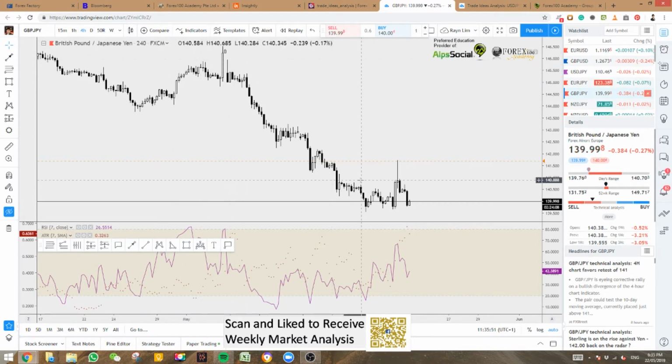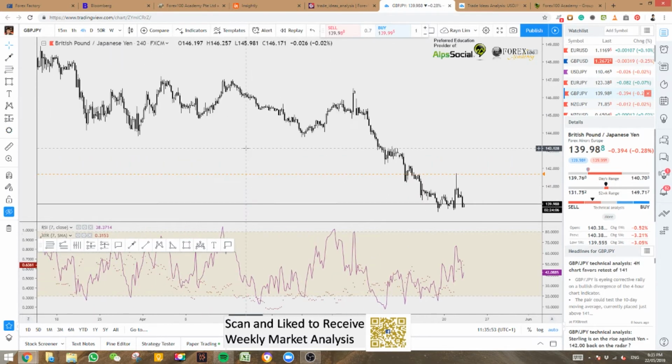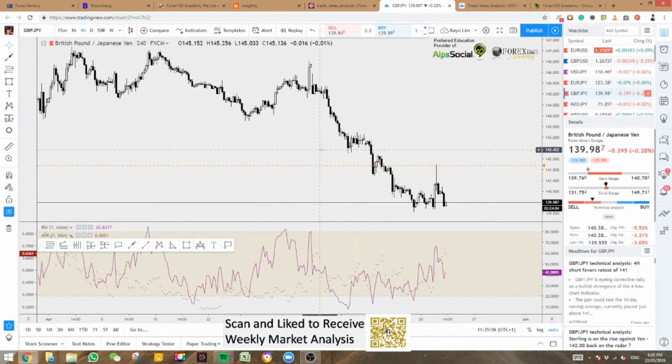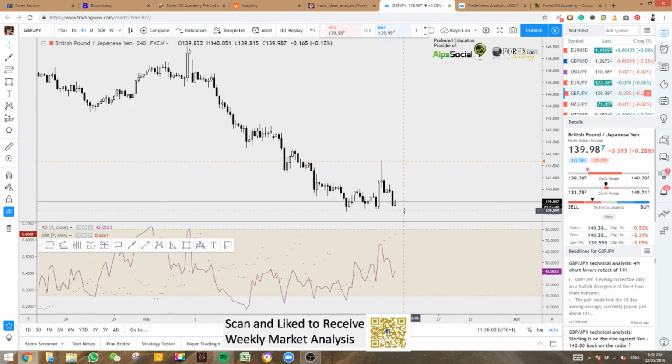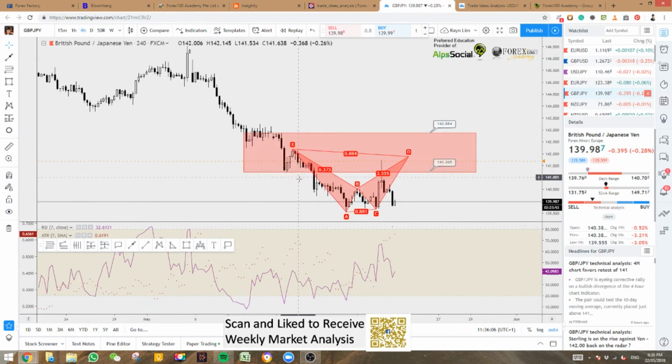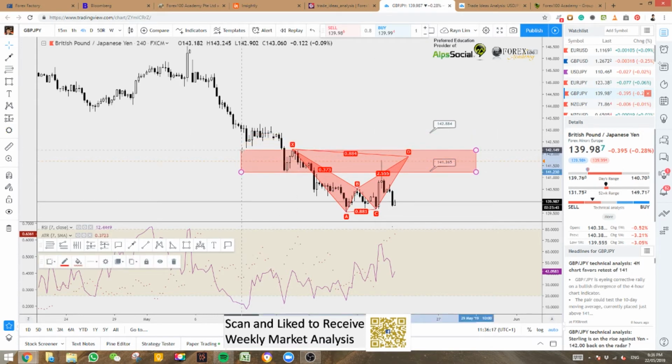So on the 4-hour chart, things can really go both ways. If you're looking at the 4-hour chart, this was the support. The market has broken once, twice, thrice, 4 times. So based on the 4-hour chart, it is bearish. Over here, I'm waiting for a pullback into 141.82 for a selling opportunity, and I'll use this structure shell as the first level of resistance.